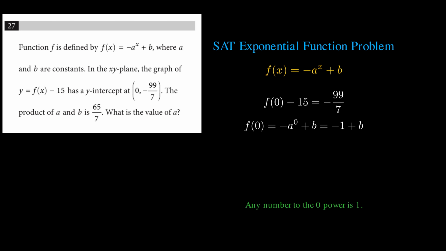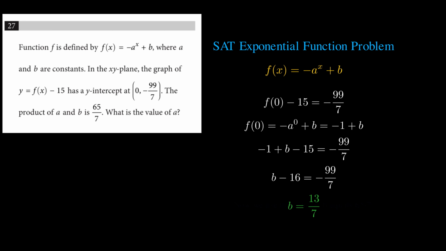We already had f of 0 minus 15 equals negative 99 over 7. Now replace f of 0 with negative 1 plus b. That gives us negative 1 plus b minus 15 equals negative 99 over 7. Now combine negative 1 and negative 15. That becomes negative 16. So now the equation is b minus 16 equals negative 99 over 7. To isolate b, we add 16 to both sides. That equals 13 over 7. So now we know b equals 13 over 7.